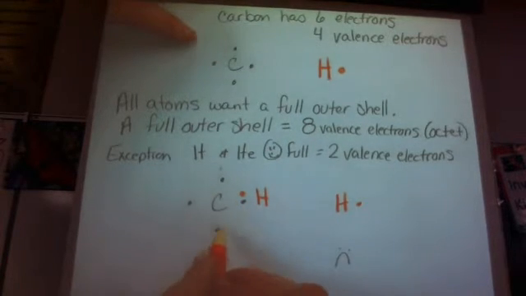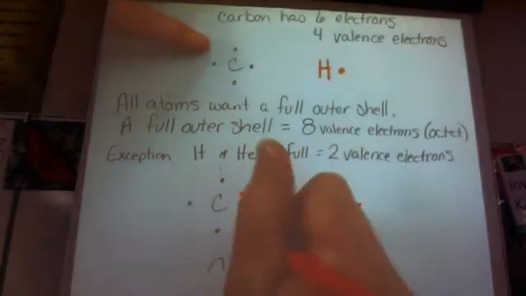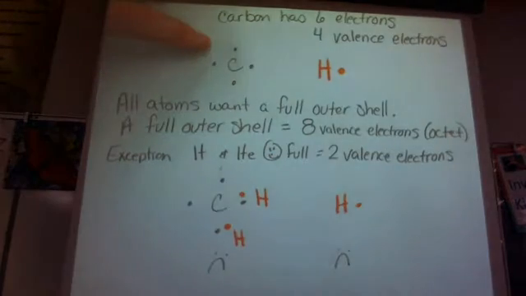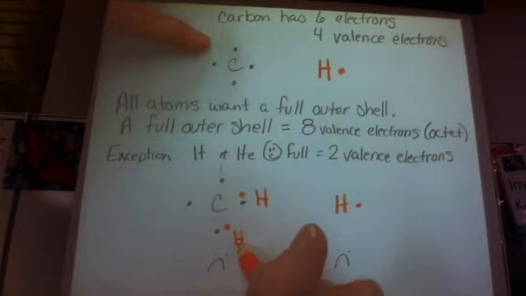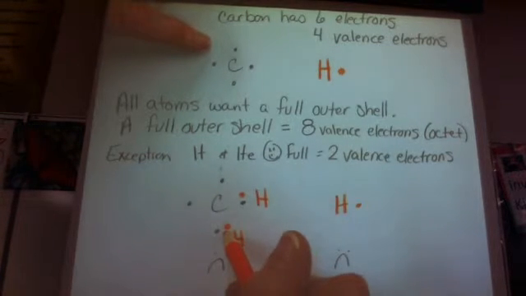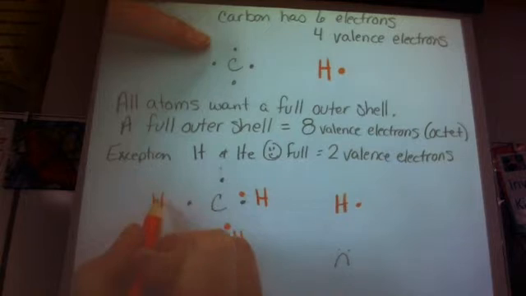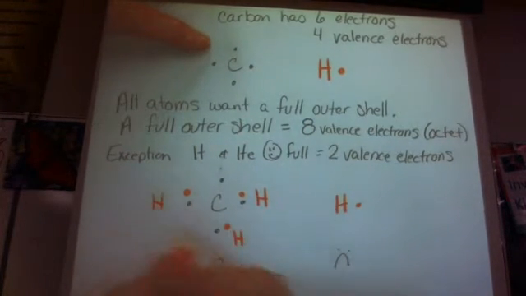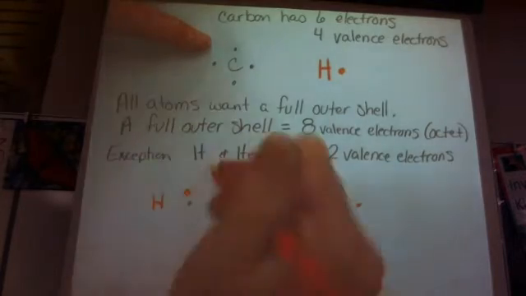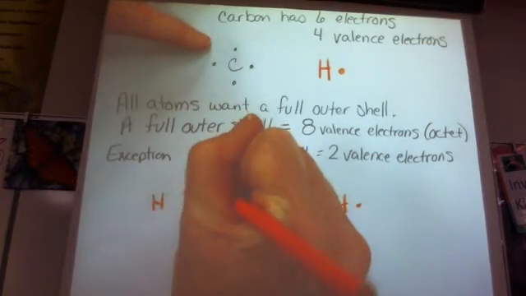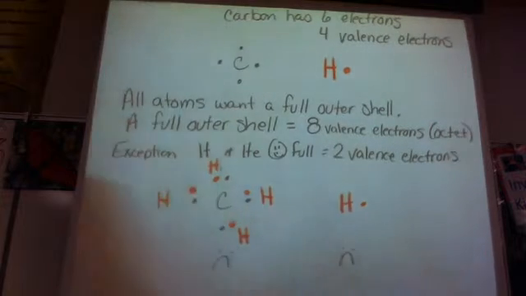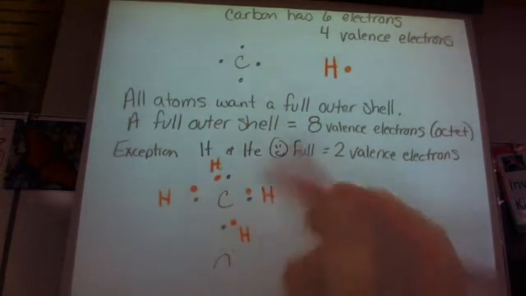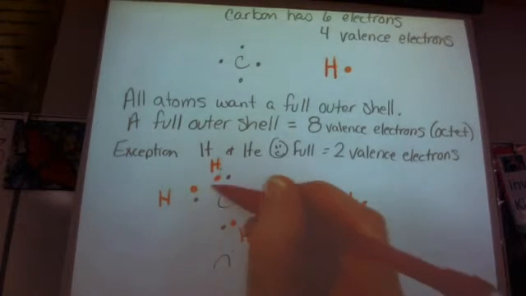1, 2, 3, 4, 5. Nope. Another hydrogen will come along and share its electron. This hydrogen's happy. Not carbon. Another hydrogen comes along. It'll share its electron. Happy? Not quite. We've only got 7. One more hydrogen comes along, and now carbon is good. 1, 2, 3, 4, 5, 6, 7, 8. Every hydrogen has 2. Happy.